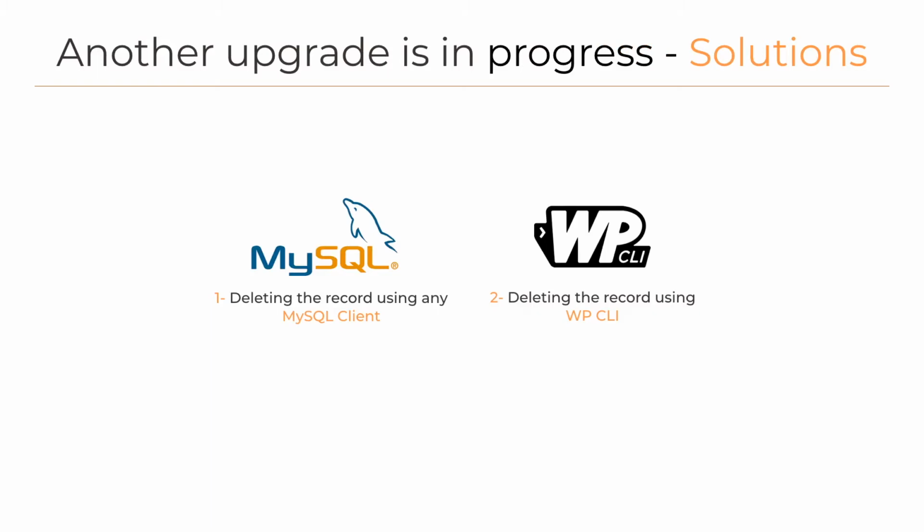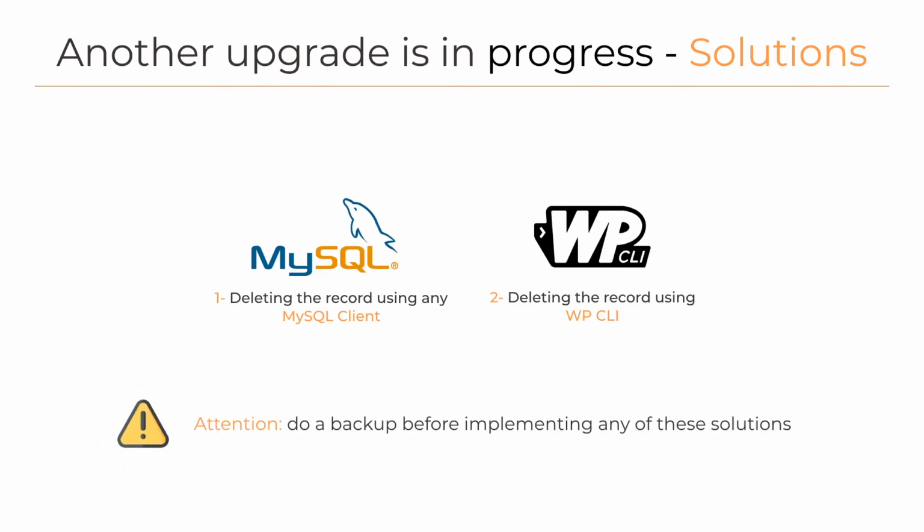Number one is deleting the record using any MySQL client, or number two is deleting the same record but using the WP CLI tool. Keep in mind that these steps will modify the WordPress database, so they will require a minimum of technical knowledge. I suggest you do a backup before implementing any change. Okay, now let me show you how to do it.